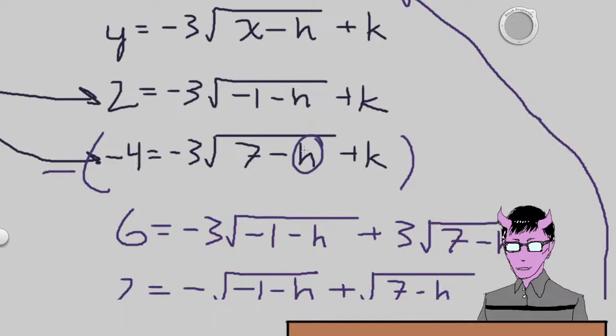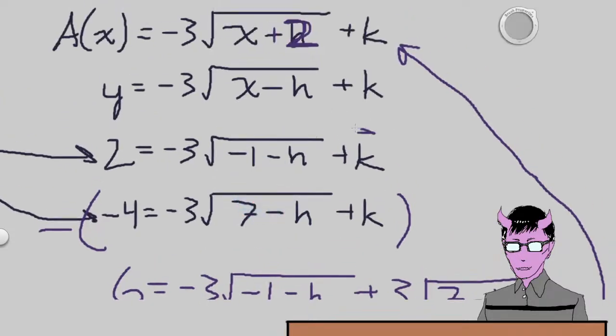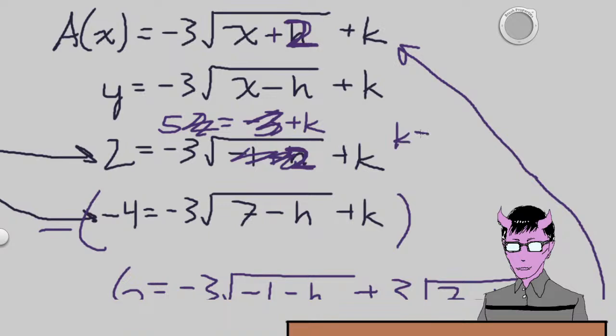So again, we figured out that h is -2. Let's work with the easier equation. Let's work with this one. So we know h is -2, so this whole thing becomes +2. So +2 plus -1 is +1. Square root of 1 is 1. So -3 times 1 plus k equals 2. So +3 to both sides. So +3 plus 3 is 5. K is therefore equal to 5.